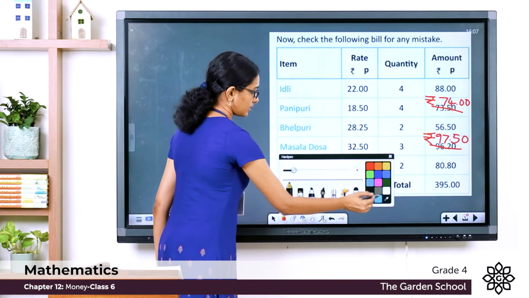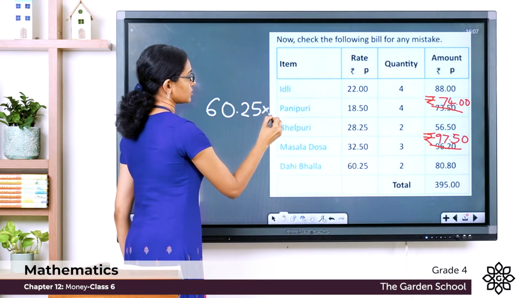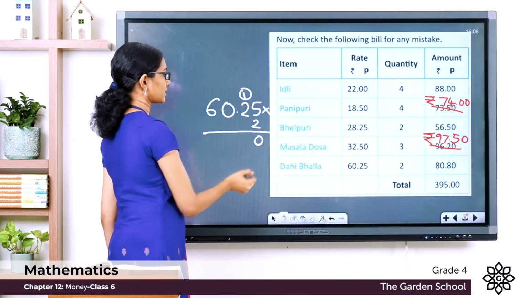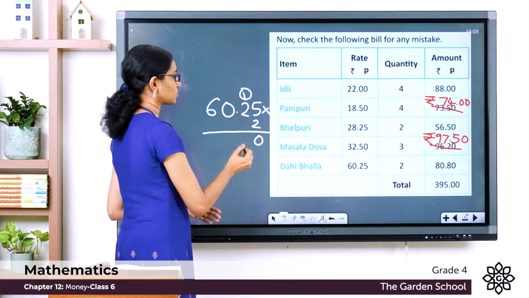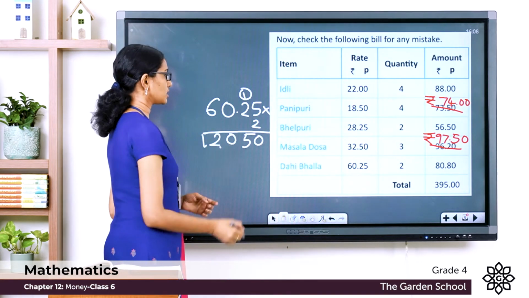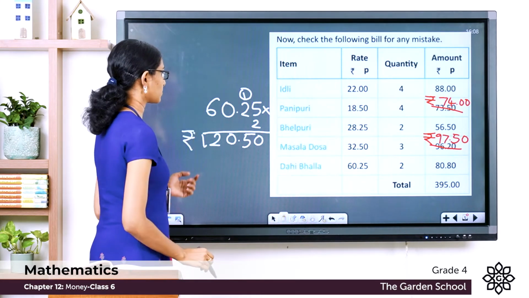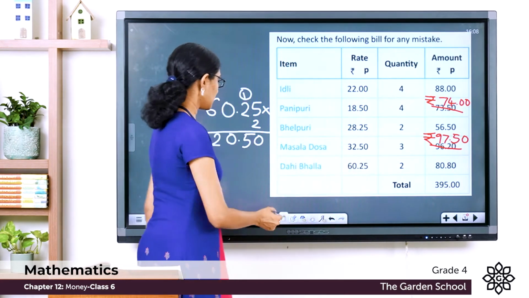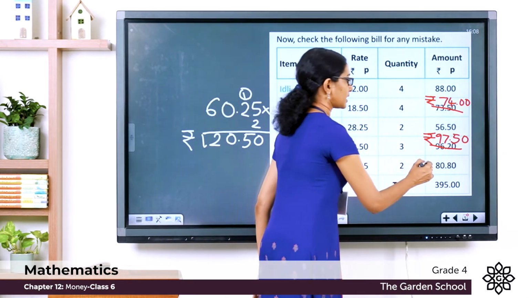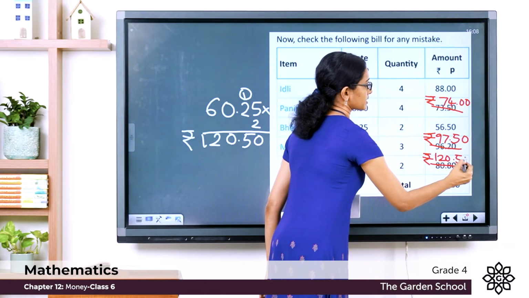Now 60 rupee 25 paise into 2. That will be 0 here, 1 carried over to the next place, 2 into 2, 4 plus 1, 5. Again 0 here and here it is 12. Now the total amount for dahi bhala is 120 rupee 50 paise and the amount given there is incorrect. The correct amount is 120 rupee 50 paise.